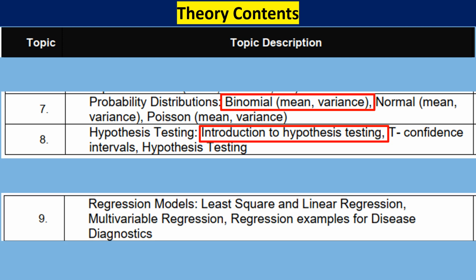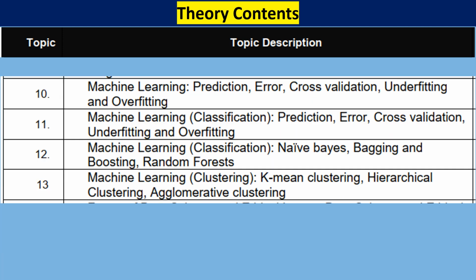Week 9, regression models: least squares and linear regression minimize error to fit a best-fit line for predicting outcomes. Multivariable regression extends this by using multiple independent variables. Machine learning is a short course from weeks 10, 11, 12, 13. In 4 weeks, we will study machine learning details about predictions, classification, naive Bayes, bagging, and clustering.